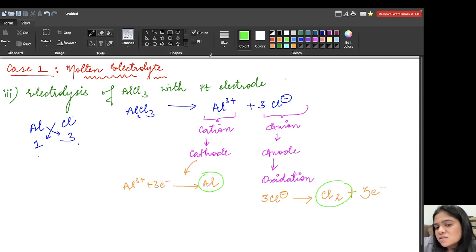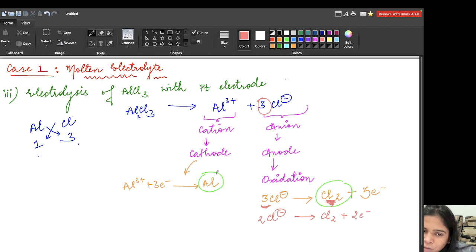One more tip I'd like to give you so that you never go wrong in these kinds of questions. See, Cl is always liberated as Cl2, right? So we cannot write here 3Cl, although it's 3 here. It's better if you write this kind of reaction: 2Cl minus gives you Cl2 plus 2 electrons. Now if you need to balance these electrons, multiply this by 2, multiply this by 3, so that you get in total 6 electrons each side.